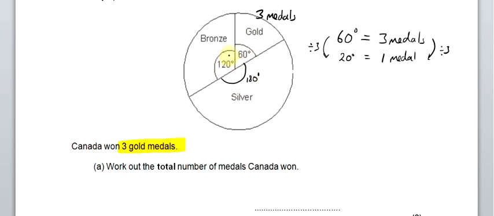So how many 20s in here? Well, 120 divided by 20, and you can count your 20s up: 20, 40, 60, 80, 100, 120, and you'll find it's 6. So there's 6 medals here. And these two together would make 180. So I could just work it out for 180 on its own, or I can add them together, and I'll find there's 9 medals there. So 6 add 3 add 9 makes 18. So there's 18 medals in Canada's table.